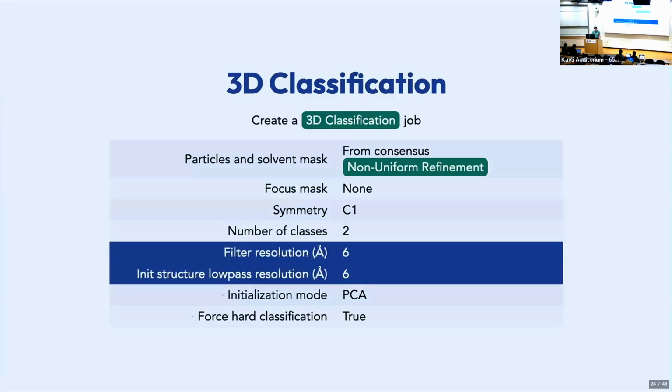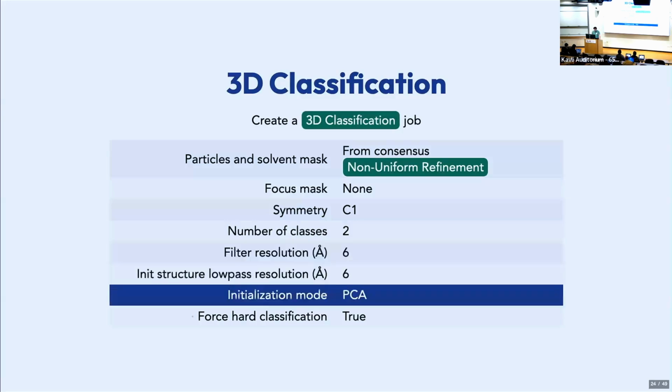For filter resolution and the initial low pass, I set both to 6 angstroms. To me, that just felt right. In honesty, I tried everywhere from 4 through like 10 angstroms just to see what worked. I'm just going to show you 6 here.